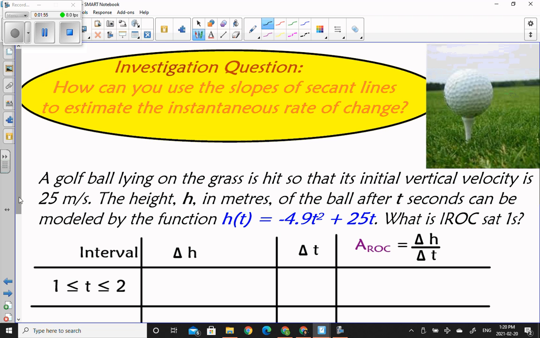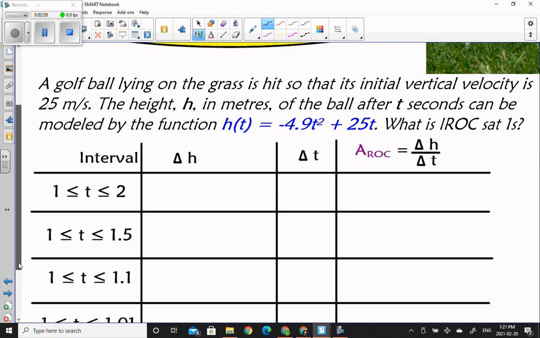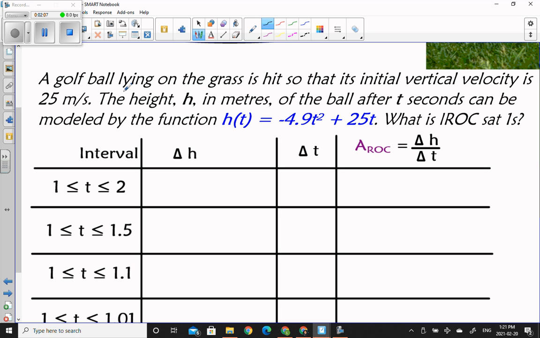So let's say we have a question. We're going to do this investigation question. How can you use the slopes of secant lines to estimate the instantaneous rate of change? A golf ball is lying on the grass and it's hit so that its initial vertical velocity is 25 meters per second. The height h in meters of the ball after t seconds can be modeled by the function h(t) equals negative 4.9t squared plus 25t. What is the instantaneous rate of change at 1 second?